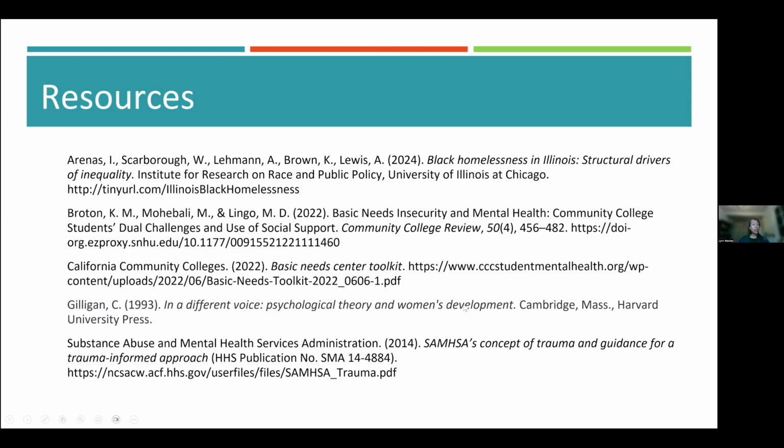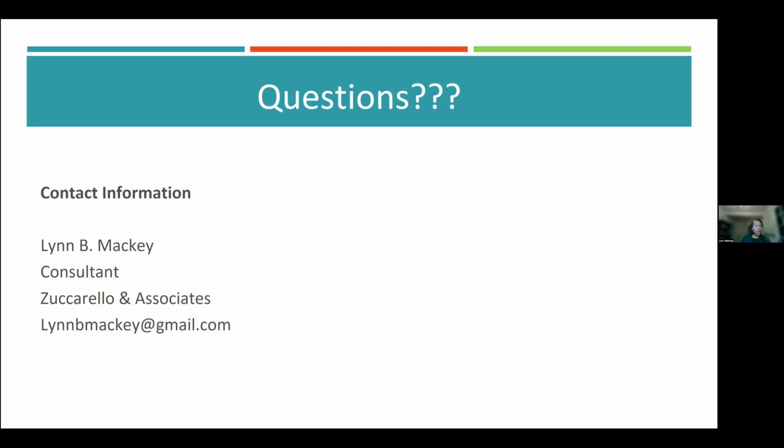Okay. So those are the resources that I was telling you about. You have the Black Homelessness Report in Illinois, and the Broton article about mental health, the California Community College's Basic Needs Center kit, the work of Carol Gilligan, her book, and then the trauma informed approach article from SAMHSA. Any questions in general? We're at 1:49.